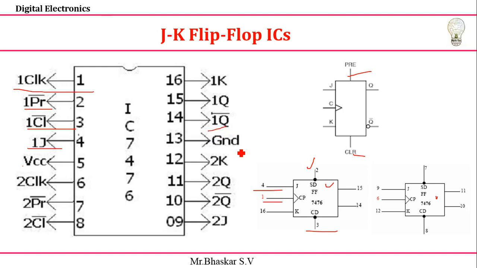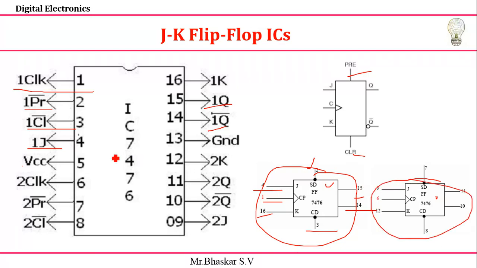Yeah, 1Q bar is there, that is pin 14. Next it is 15, 1Q. Next 16, 1K. So this is the first JK flip flop I can use. Similarly, this is my second JK. Based on these pins, we are going to proceed now.